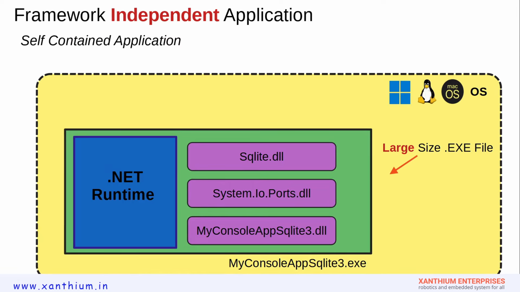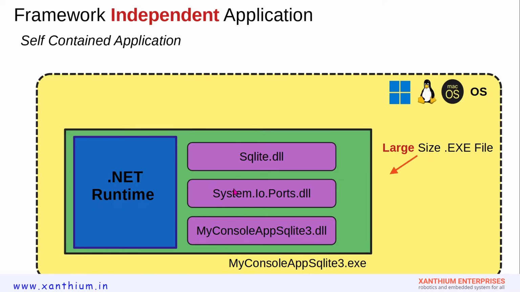Now, this is the block diagram of a framework independent application, also known as a self-contained application. This is similar to the previous one. So the yellow box represents the operating system. It can be Windows, Linux, or macOS. And we have our executable, that is MyConsoleAppSQLite3.exe. As you can see, we have the required DLLs, the SQLite DLL and the System.IO.Ports DLL, as well as MyConsoleAppSQLite3.dll inside the exe file. Now we can also see that the .NET runtime and the required files are also packaged inside the exe file. So that's why it's called a self-contained application. So the system will not interact with the installed runtime since all the required files are inside the exe file.